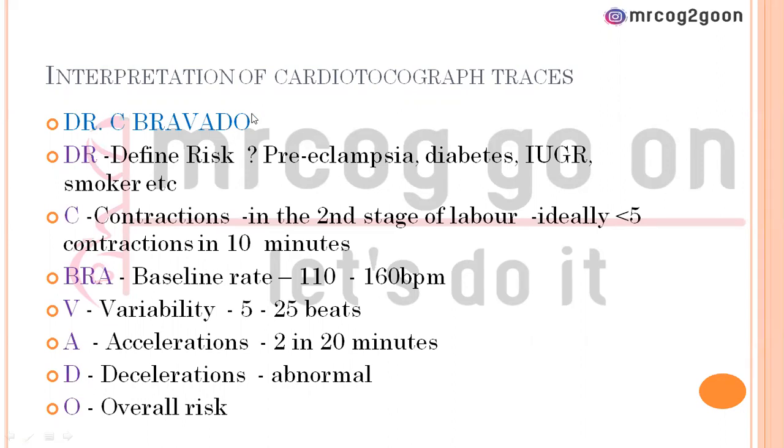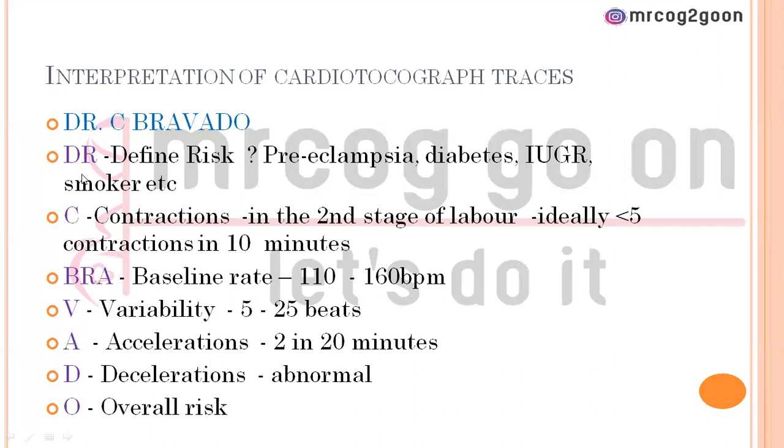First, you have to know this mnemonic, Dr. C. Bravado. If you want to interpret a CTG, you have to look for all these parts. DR, doctor, refers to define the risk. What is the risk factor? Why are you going for CTG in the first place? Is this preeclampsia, is she diabetic, is there intrauterine growth restriction, is she a smoker, or what is the risk factor that made you do the CTG?